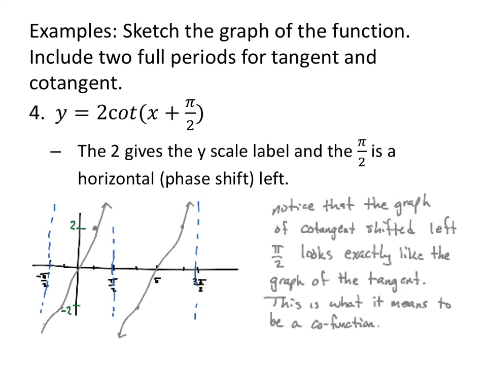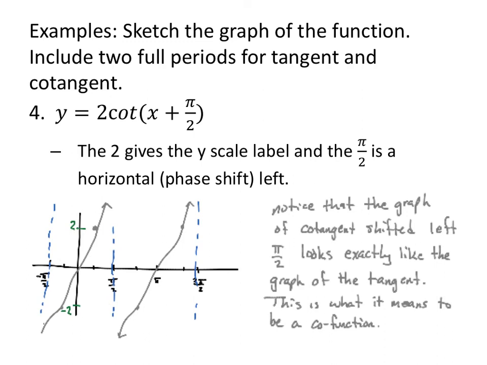Finally, 2 times the cotangent of x plus pi over 2. The 2 gives the y scale. All right, so now instead of being values of 1s and negative 1s, this tells me I'll have 2 and negative 2. This, x plus pi over 2, the pi over 2 is a horizontal or phase shift to the left. So instead of cotangent starting at 0, I'm going to start back pi over 2. Notice this is in quadrant 4, and in quadrant 4, cotangent is negative, so negative 2. If I go back pi over 2 units, at 0, I'll have a height of 0. At pi over 4, a height of 2, and then an asymptote. And then the same thing.